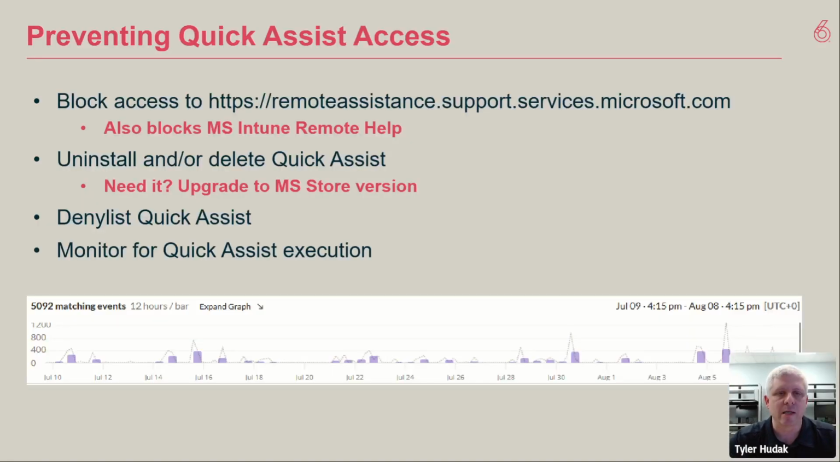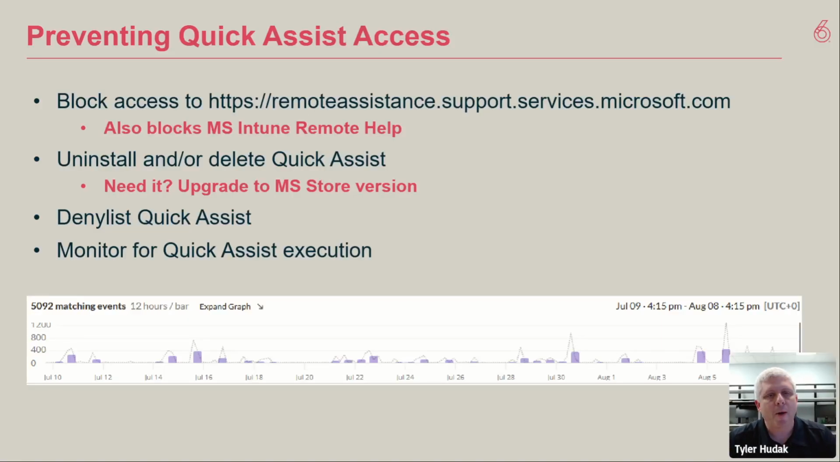That doesn't mean there aren't things that we can do. So if we want to prevent Quick Assist from being used in our environment, first, block access to remoteassistance.support.services.microsoft.com. This is the first system or server that Quick Assist is going to connect to because everything flows through Microsoft's systems. If you block access to that, then Quick Assist will not be able to work. Now, this is also going to block the Intune Remote Help.